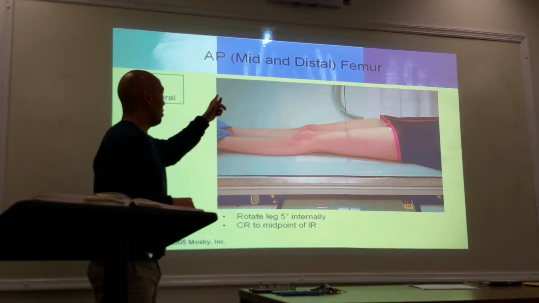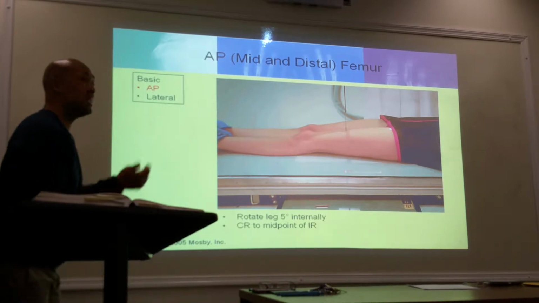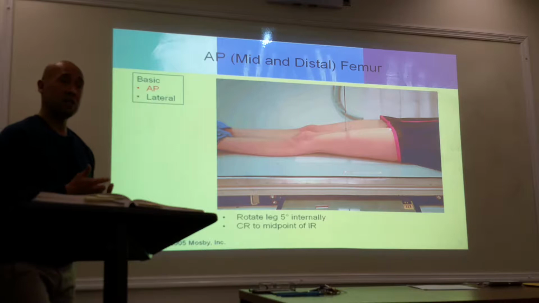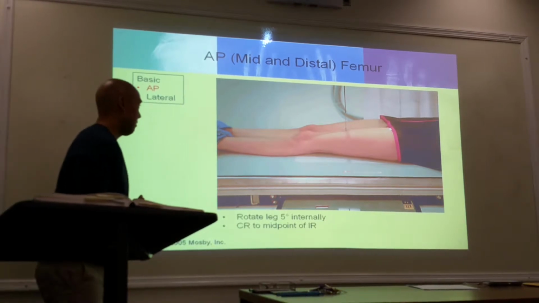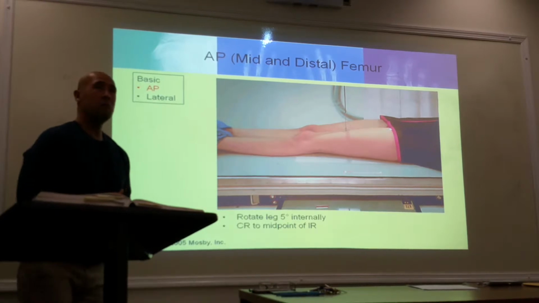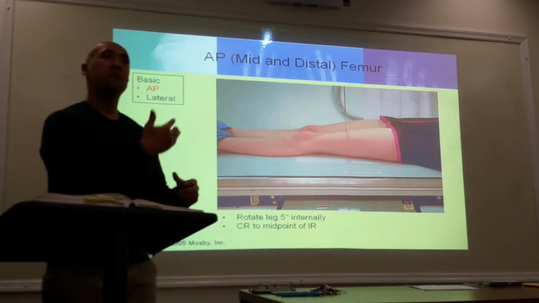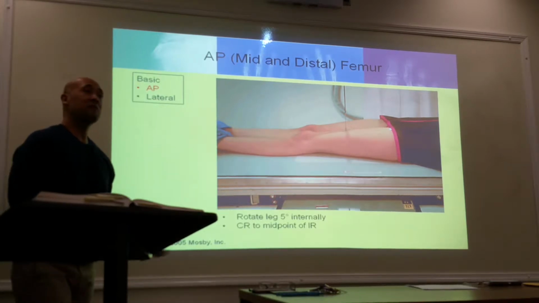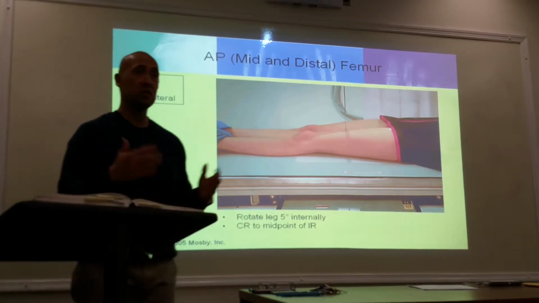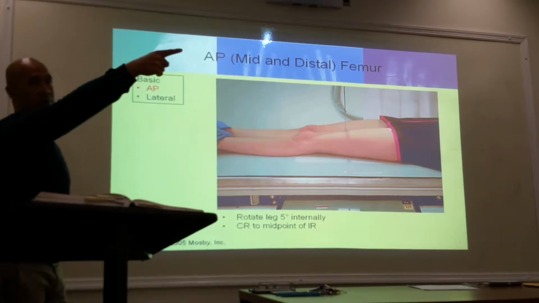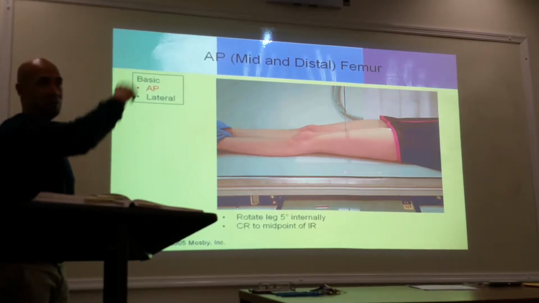We're going to first do an AP distal femur to include the knee joint on a large image receptor, okay? I'm going to start from the knee up, okay? But for the distal femur, you're going to use a large image receptor, 14 by 17, or in this case, 16 by 16, right, in this room.